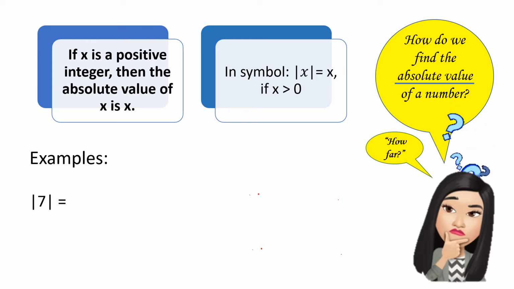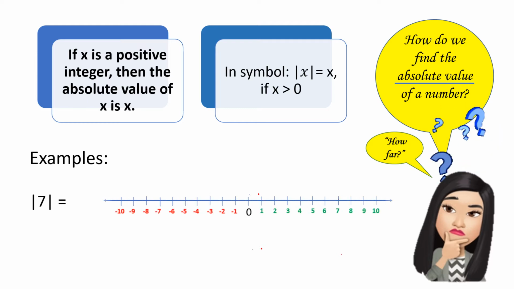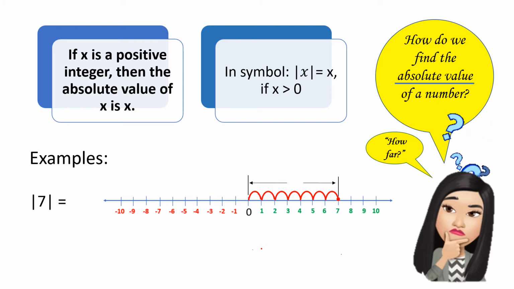What is the absolute value of positive 7? This can be illustrated using a number line. How far is positive 7 from 0? Let's count. 1, 2, 3, 4, 5, 6, and 7. There you go. The distance of positive 7 from 0 is 7 units. Therefore, the absolute value of positive 7 is 7.